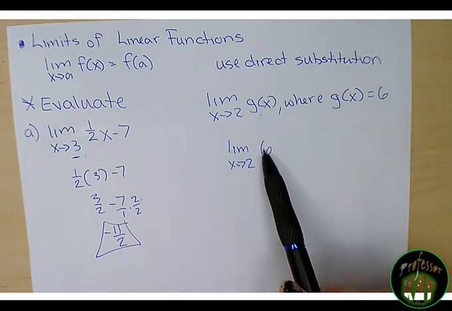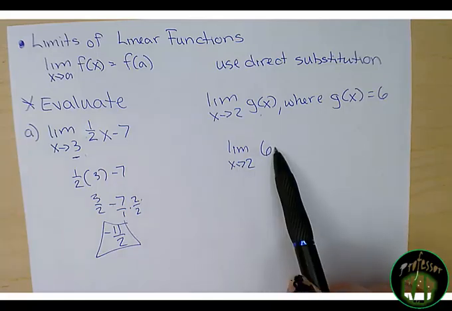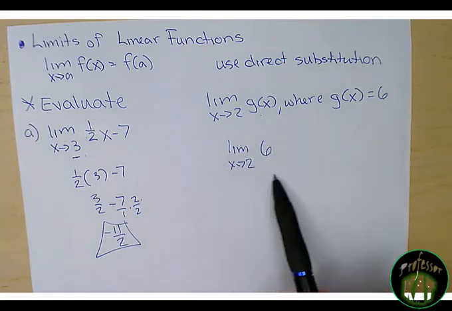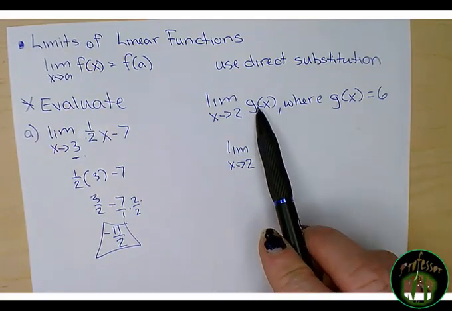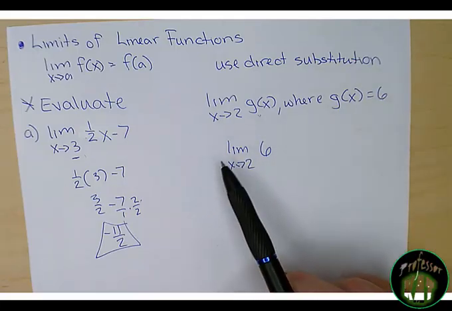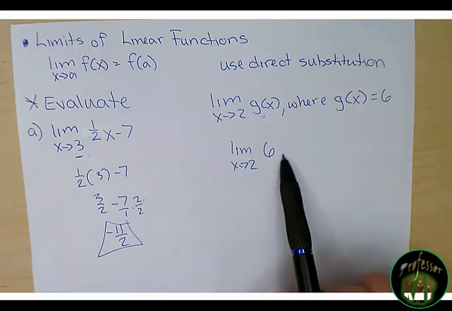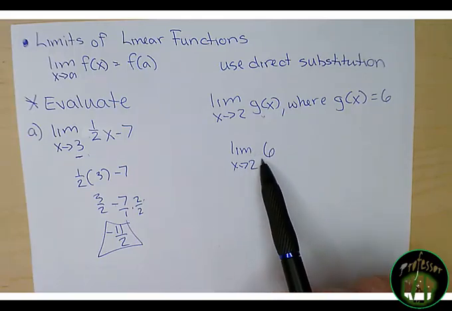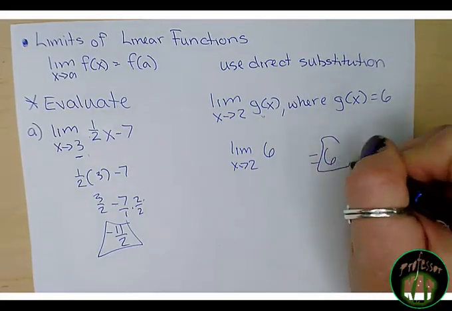Now, because our function does not have a variable, there's nowhere for us to actually plug this 2 in. What that means is that this function is always going to equal 6, right? g of x is 6. So the limit at any value is always going to equal 6. That's all we got here. It will always be a 6. So this limit is 6.